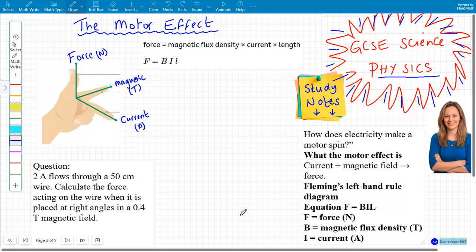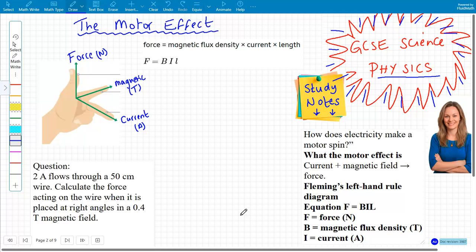Okay, so if you have a magnetic force, so something magnetic in a magnetic field, and you have a current, then you can generate a force. If you have, let's say, a current and a force, you can generate something magnetic. If you have magnetic and a force, you can generate a current. So the motor effect is when we have magnetic force and a current, and we generate movement through force. Okay, so this principle is applied with anything mechanical that moves, basically.